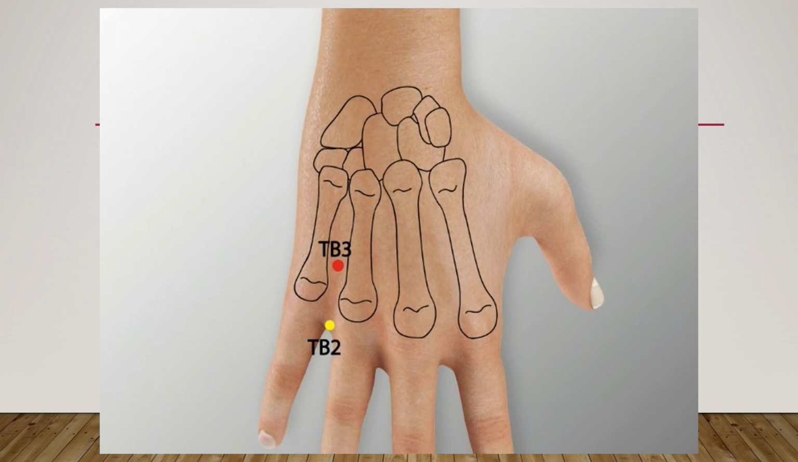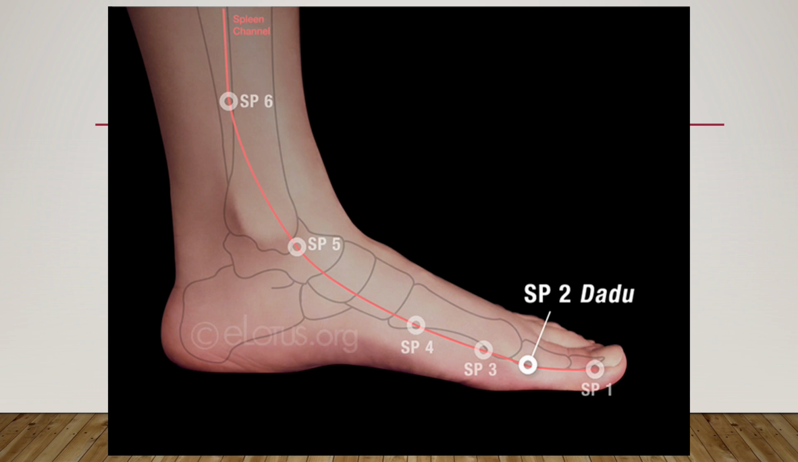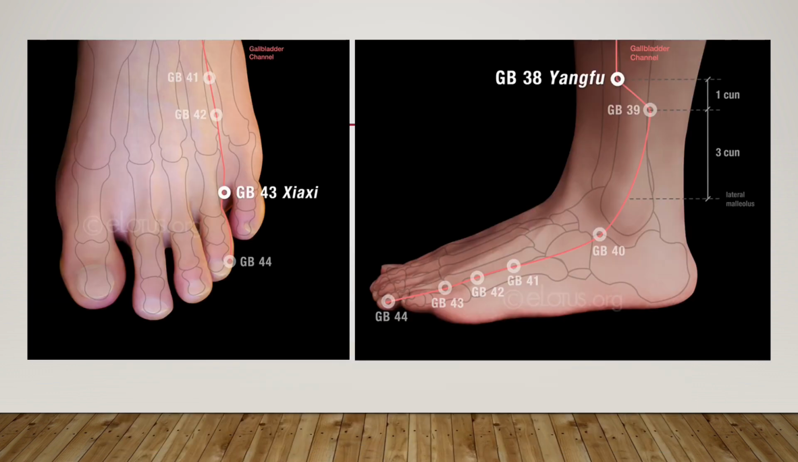Triple burner 3 has no tonification effects. Stomach 41 is typically used to disperse fever and or reduce abdominal distension, although it can be used as a local point in a tonifying manner to increase energy flow to the foot. Spleen 2 is not the most tonifying point on the spleen meridian. Spleen 3 is a better choice. Bladder 67 is a dispersive point for acute conditions. Gallbladder 43 and gallbladder 38 are both used to clear heat.